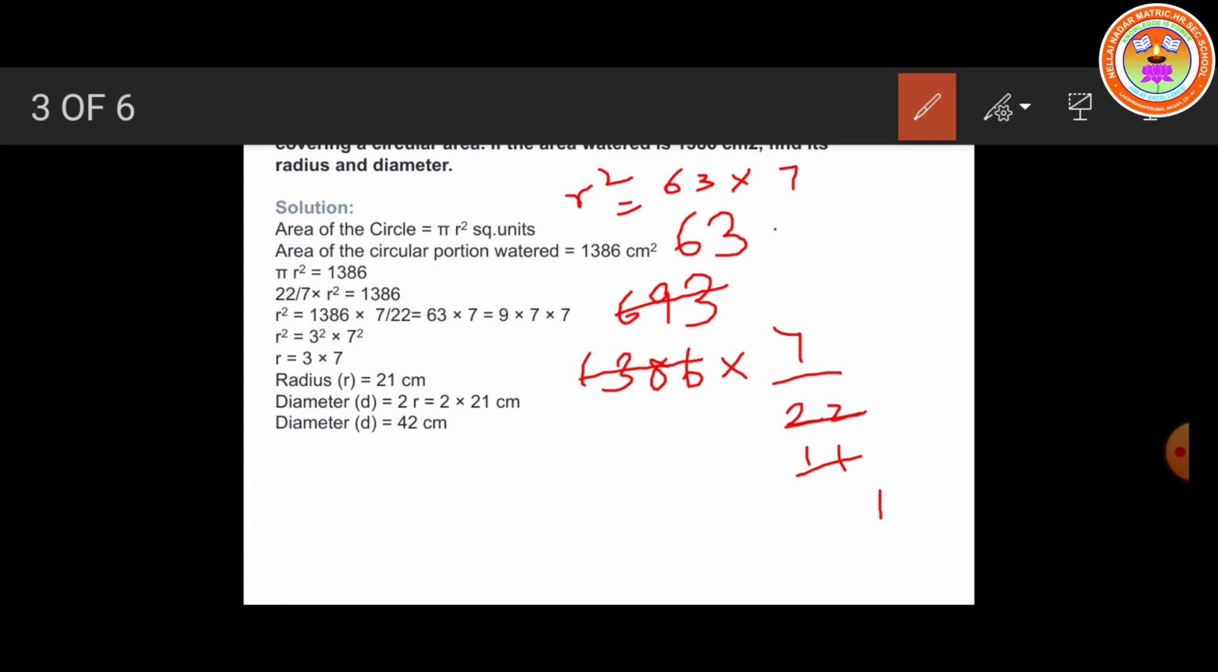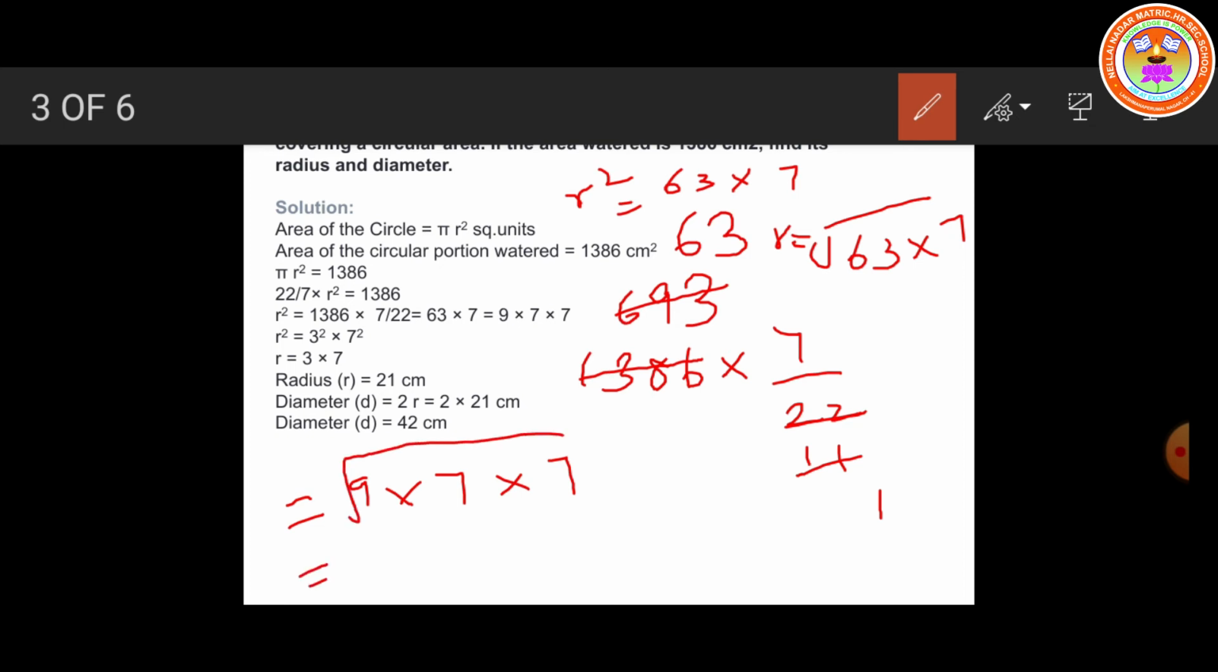r is equal to the square root of 63 into 7. How to write that one? 63 can be written as 9 into 7, 9 sevens are 63, into 7. You have to put the square root. Next, 9 can be written as 3 into 3, into 7 into 7.